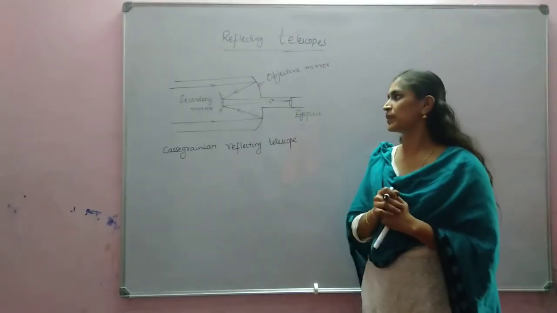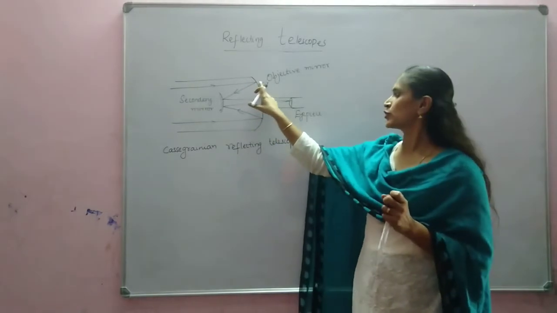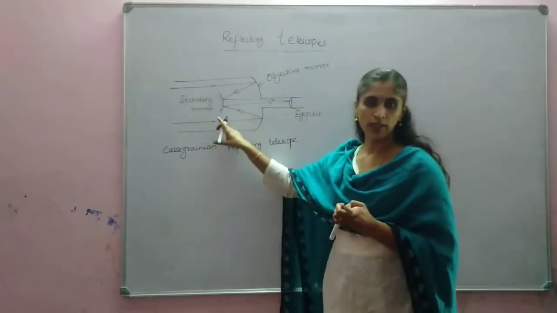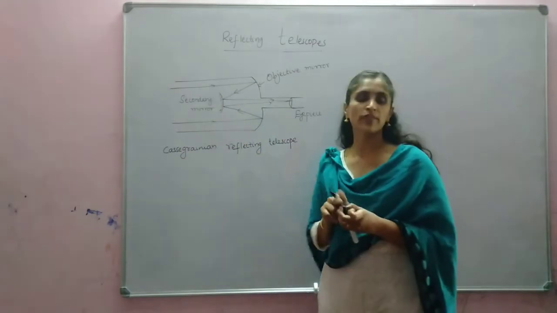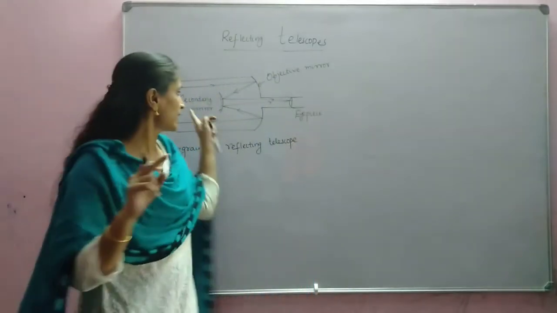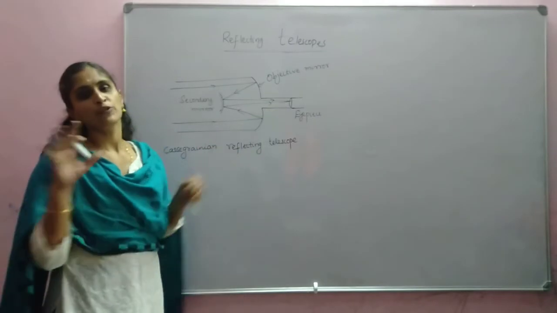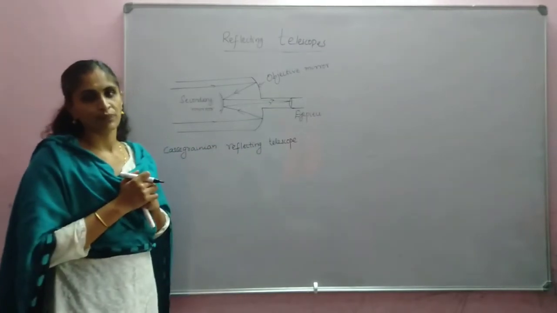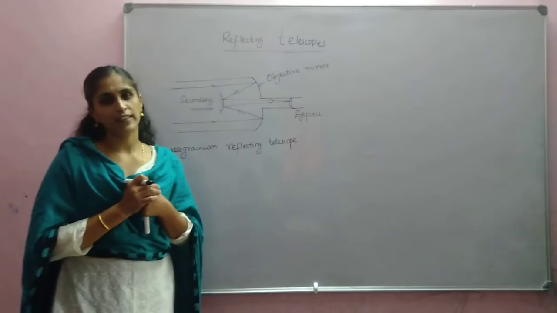Here a parallel beam of light is incident. This will focus, but before focusing, what happens? A secondary convex mirror is kept, so that the light will be reflected, and the reflected light will be collected by the eyepiece to view the object. Is it clear? This is what happens in the Cassegrainian reflecting telescope.